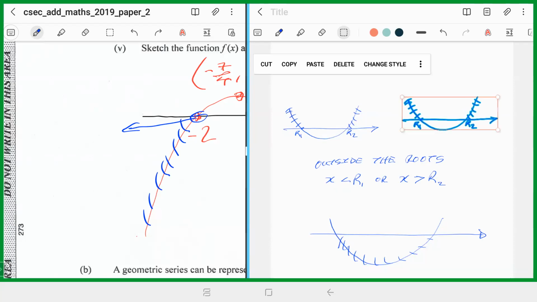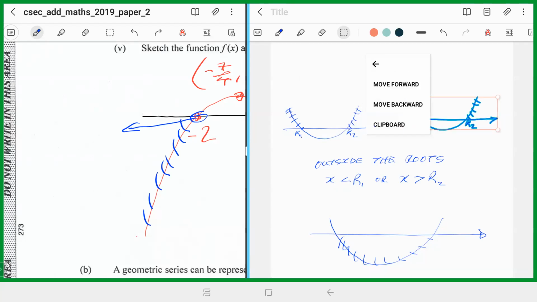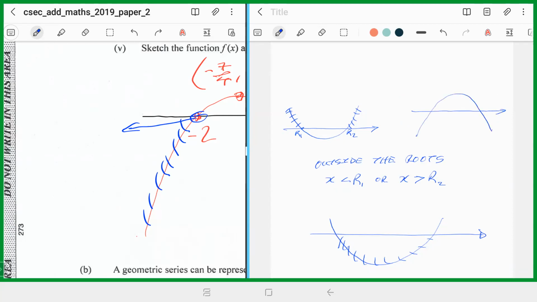Can I change this to a frown? Can't change it. Whether it's a smile or a frown, this is R1, this is R2. Once the inequality is talking about the two leg section of the graph, the solution is outside the two roots. Outside. And this is how you write outside the two roots.